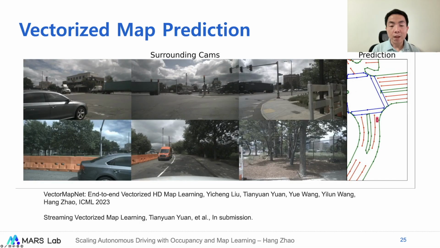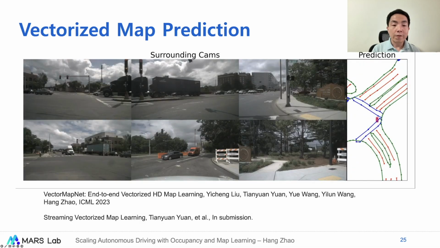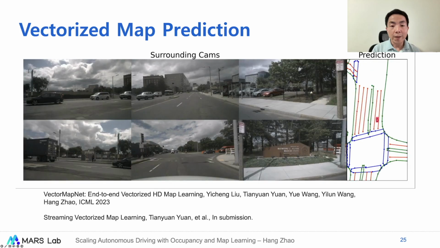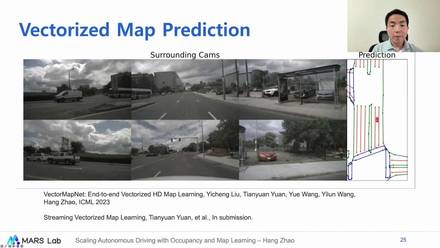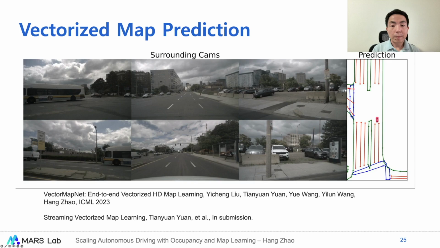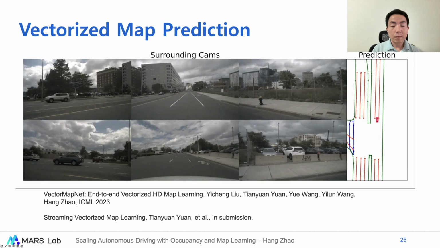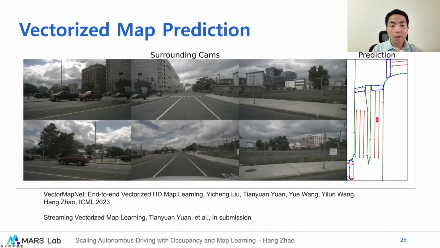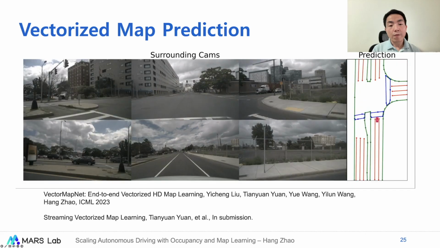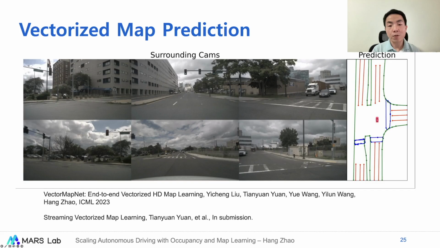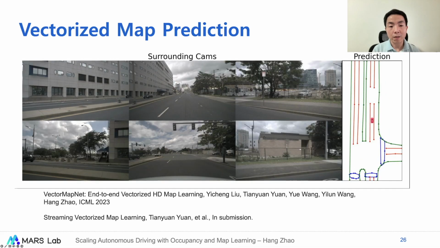Here we have some cool demos of VectorMapNet in action. As you can see, from the surround view camera videos, we can construct high-quality vector maps. Here's another example.